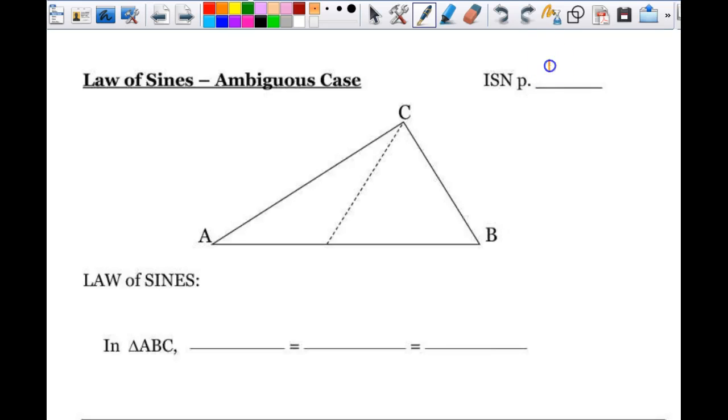Okay, so this is going on 134. We are still working with the law of sines, but we're going to look at the ambiguous case.